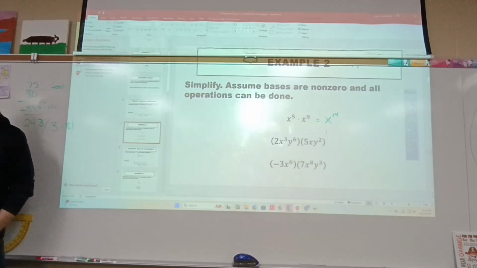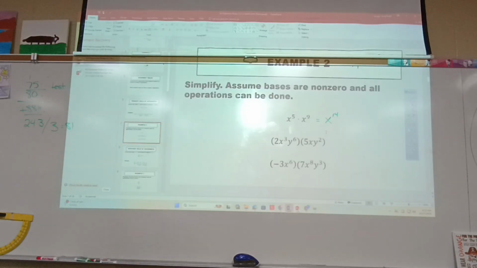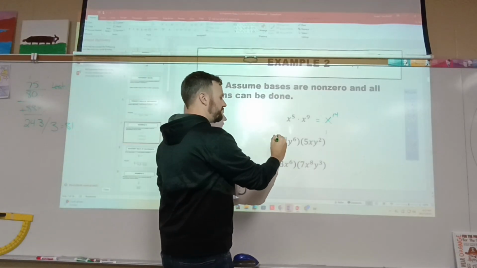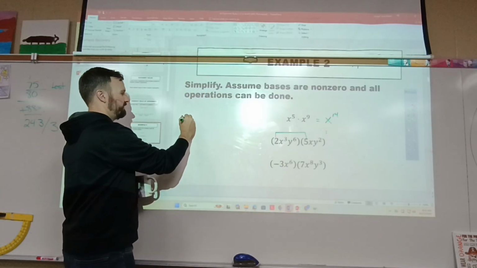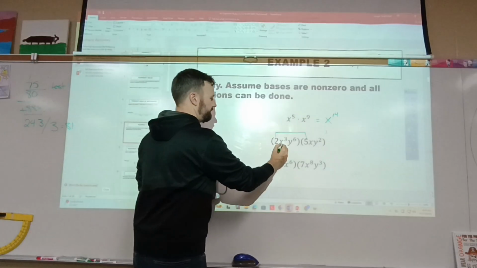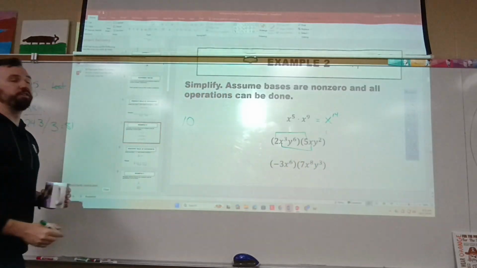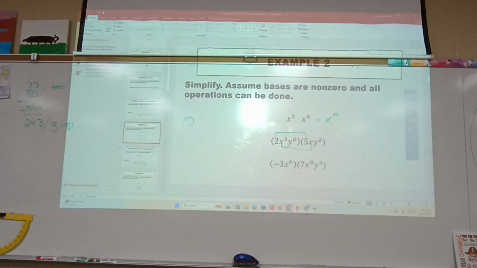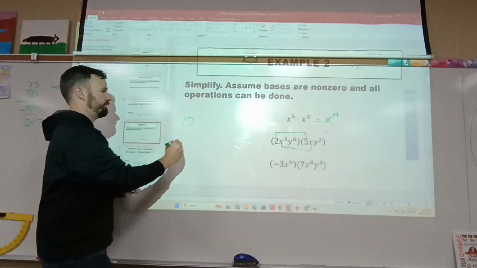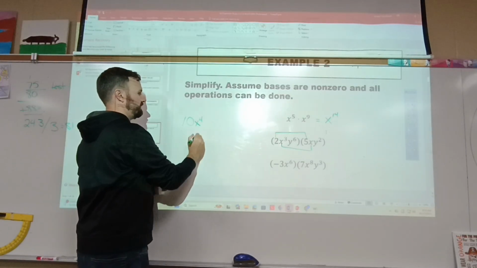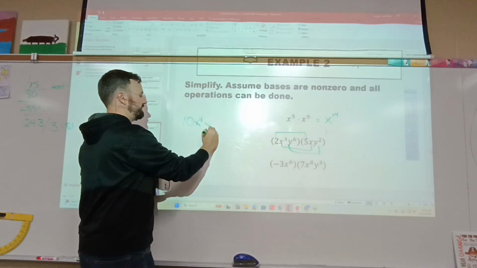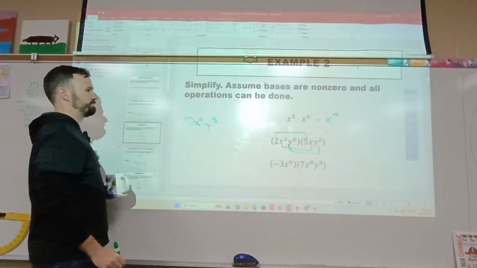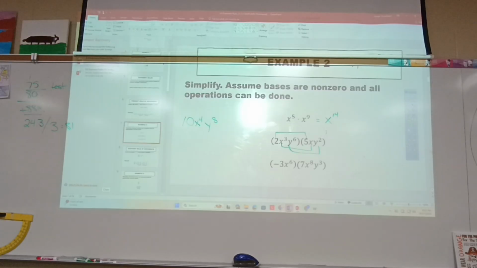What do I do when there's a lot of different letters and numbers? Start by doing, what's 2 times 5? 10. Then I have x to the 3rd times x. So 3 plus 1 is 4. And then I do 6 plus 2, which is 8. This is what homework question number 2 looks like. How's that seem? Okay.